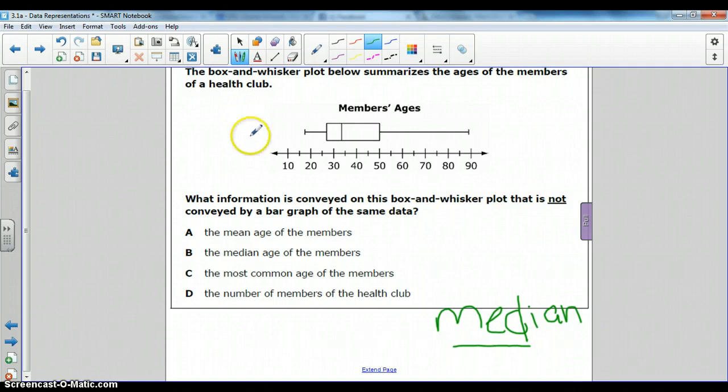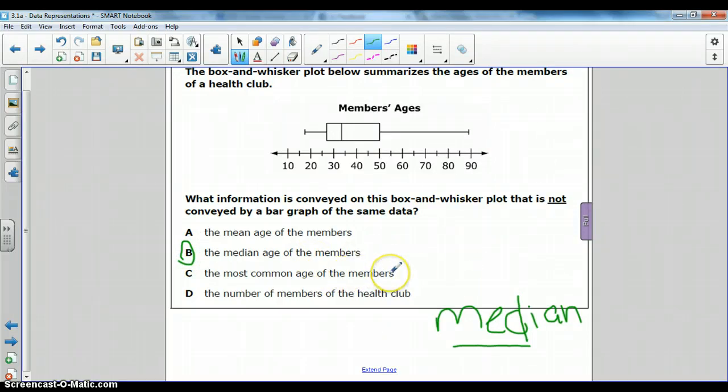What information is conveyed on the box and whisker plot that is not conveyed by a bar graph of the same data? The mean, the average age of the members. We don't know their average age. The median age of the members. Remember, median.